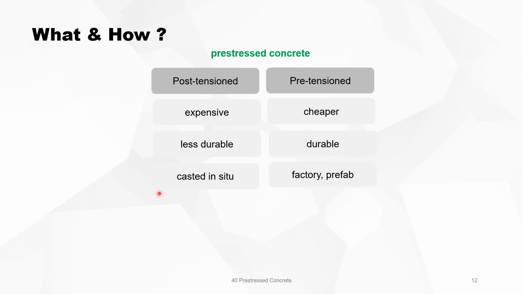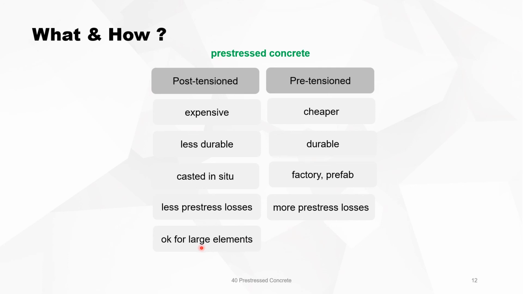Post-tensioned, like we said, can be cast in situ, but pre-tensioned is most of the time in a factory, and it's used for prefab situations. You have less pre-stress losses in post-tensioned, and you have more pre-stress losses in pre-tensioned. And post-tensioned is okay for large elements, and pre-tensioned is most of the time used for limited sizes because you have to make them in a factory.